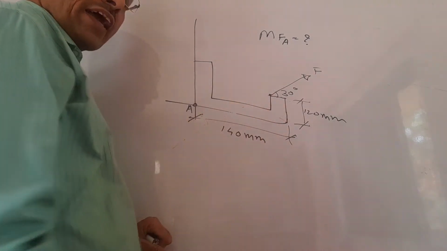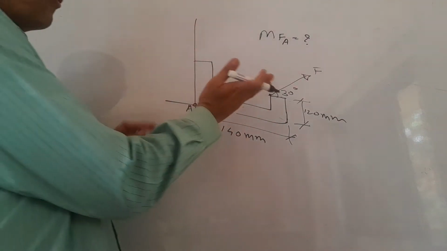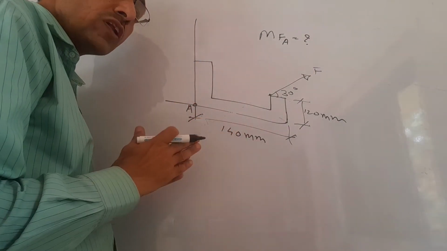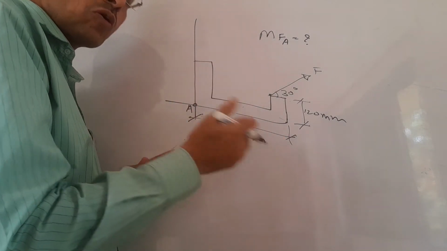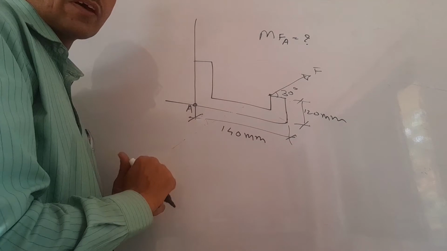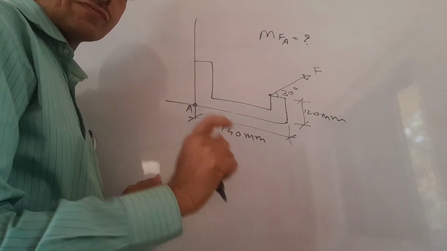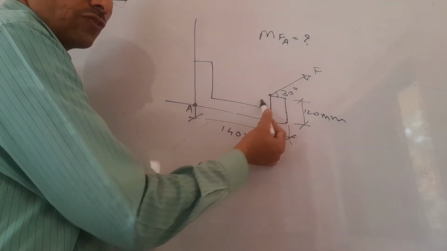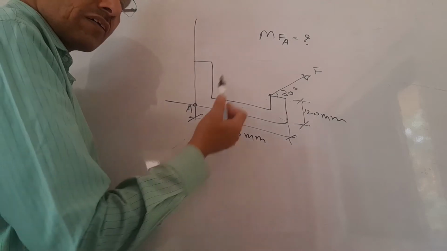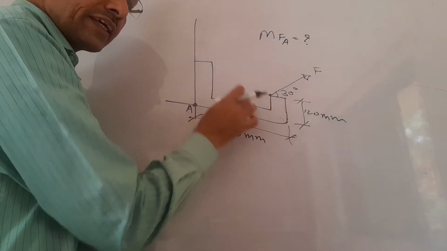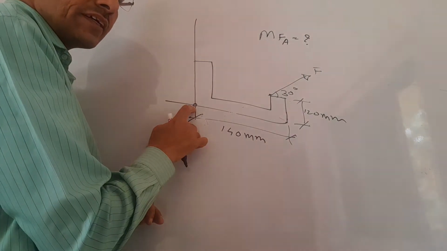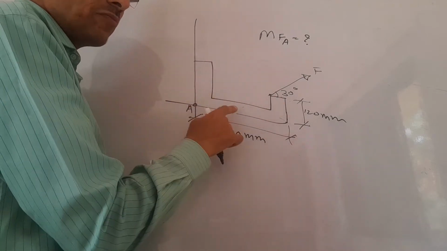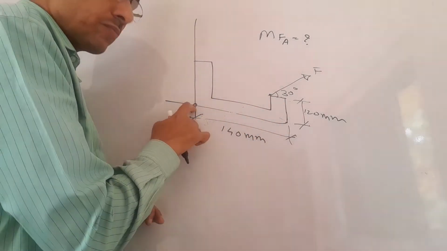So by Varignon's theorem, the moment of a force about a point is equal to the summation of the moments of all the components of this force about the same point. Varignon's theorem says that the same force has components, each component makes a moment about the point, and when you add all these component moments, it gives the same moment of this force about the point.